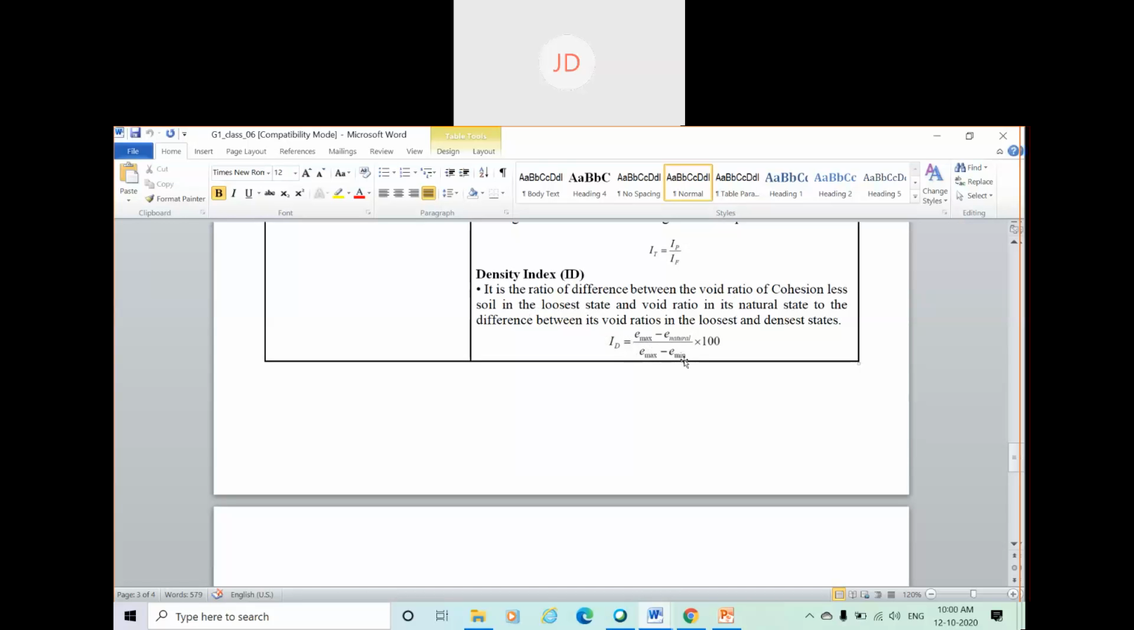Now dense state means what? A soil in dense state means the soil particles are so close to each other. If soil particles are so close, there will be very few voids. The voids will be minimum, that's why it is denoted by e minimum. From the definition you can remember this formula, or even from the formula you can remember this definition. It's up to you.